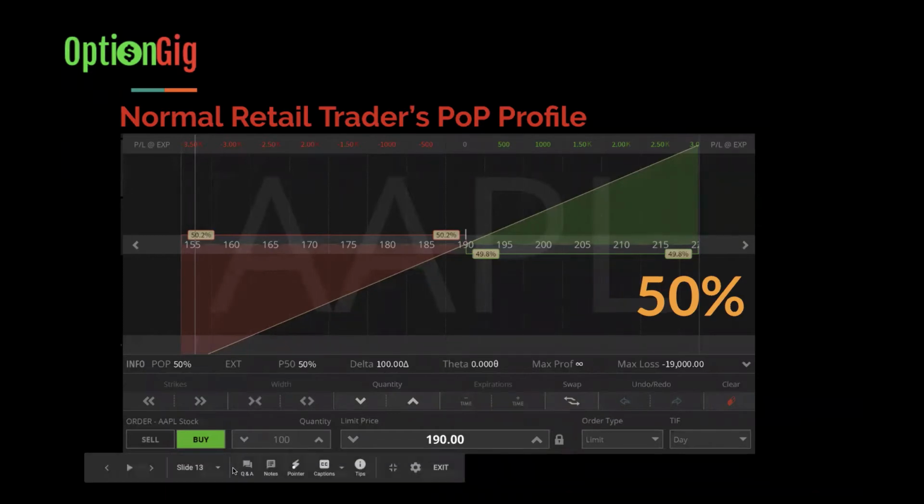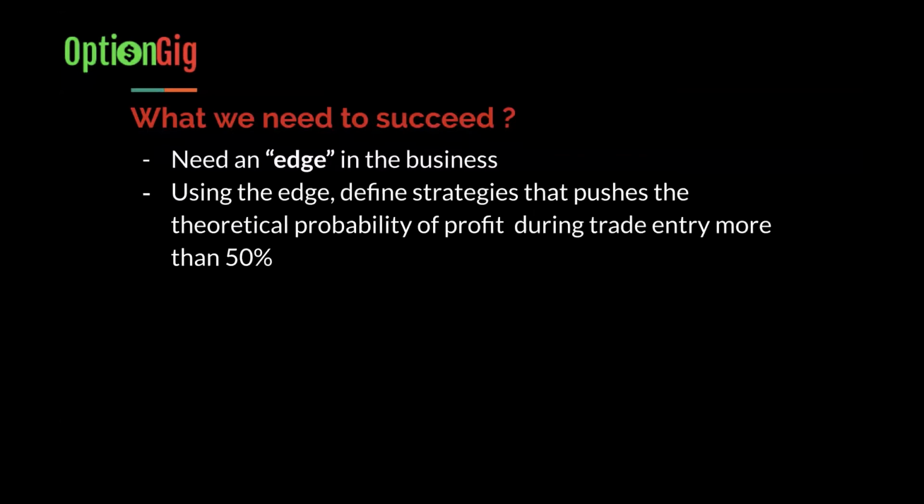Now, if we have to gain an edge in any system, what do we need? To be successful, we need an edge. Now we'll have to find out how to get that edge. Using an edge in our option trading, we need to find strategies that will push the theoretical probability of profit to more than 50%. Like I said, buying stocks gives you 50% probability of profit. But if we can find ways which push the probability of profit to more than 50%, that will give us some edge in this business.